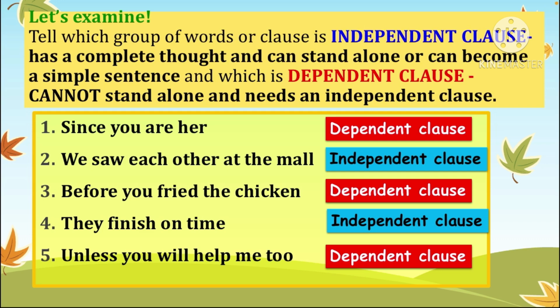Observe that the dependent clause in these examples use subordinating conjunctions at the beginning of the group of words or clauses. We use the subordinating conjunctions since, before, and unless. This serves as our clue that these are dependent clauses, while the independent clause does not have subordinating conjunctions.